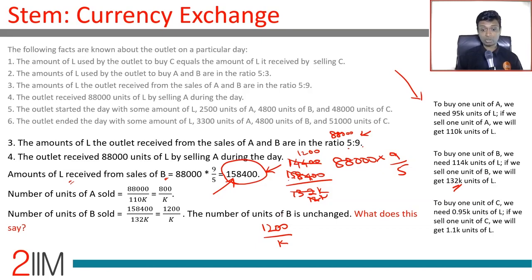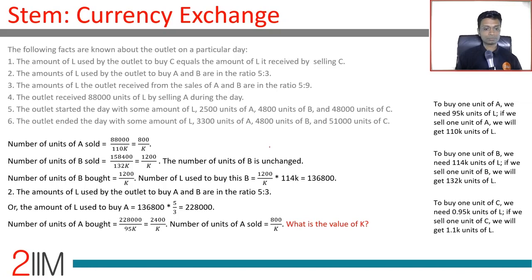It's a very interesting idea because the number of units of B remain unchanged. And so what price will they be bought at? They'll be bought at this into 114K. Brilliant. The K gets cancelled. We'll have 1200 into 114 units of L being used for this process to buy B. So the 2 zeros at the end, 12 fours are 48, 12 ones are 12, 12 plus 4, 16, 6, 1, 136800. Fine. So the number of units of L used to buy B is 136800.